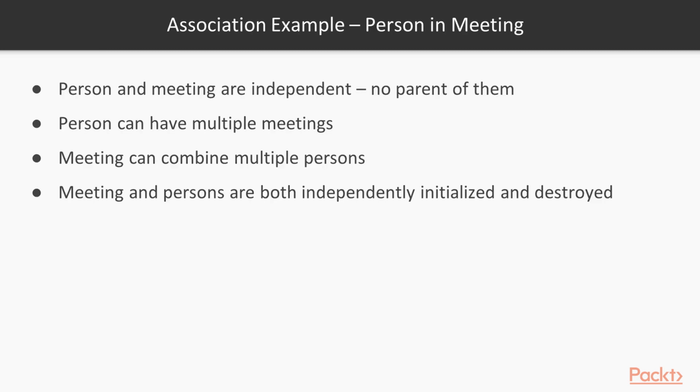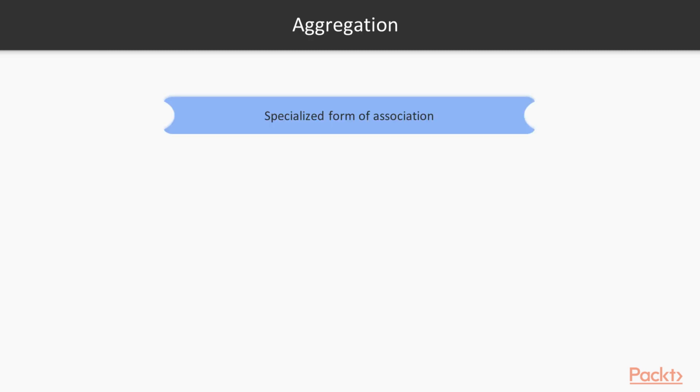For example, a person in a meeting. Here, the person and the meeting are independent. There is no parent of them. A person can have multiple meetings, and a meeting can combine multiple persons. The meeting and persons are both independently initialized and destroyed. Aggregation and composition are both types of association.